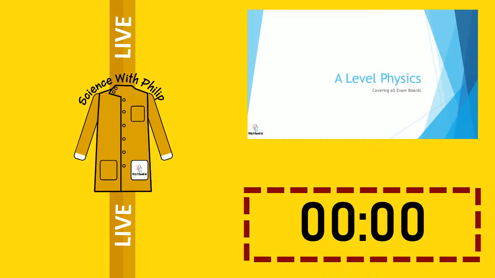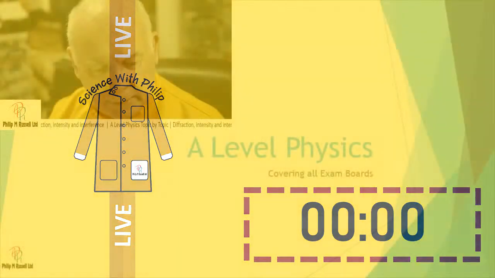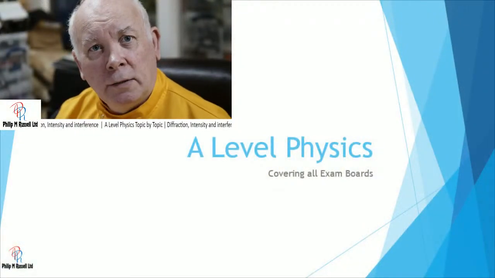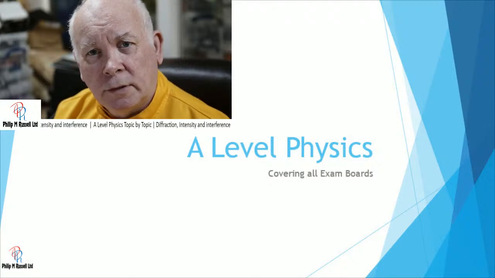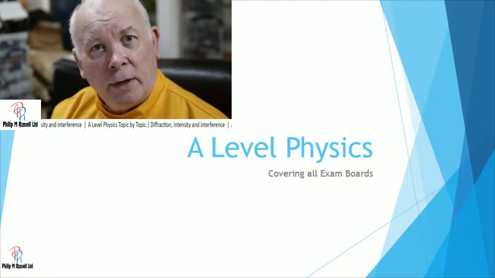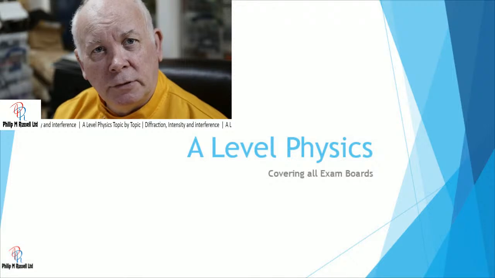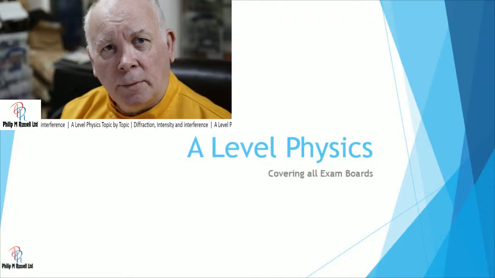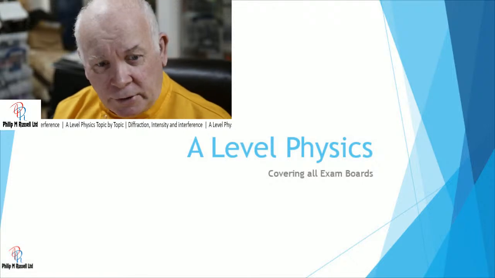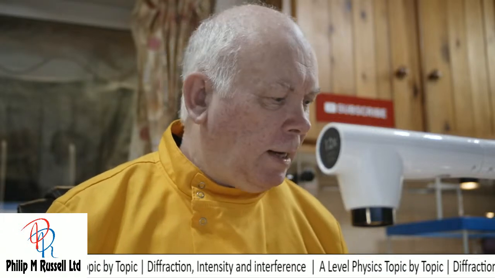Right, okay. Let's have a go at looking at some A-level physics today, topic by topic. We're going to look at diffraction, polarization, and interference, and we may get on to the double slit experiment. We'll see how we do for time. The first one is diffraction, the idea about waves spreading out.